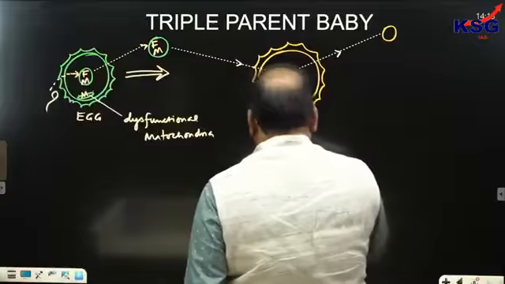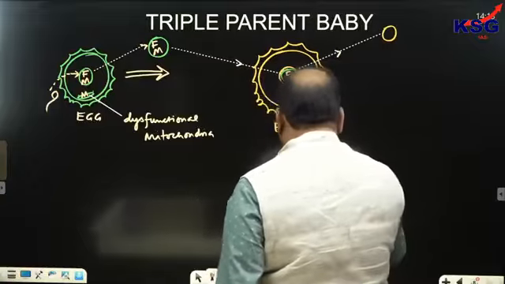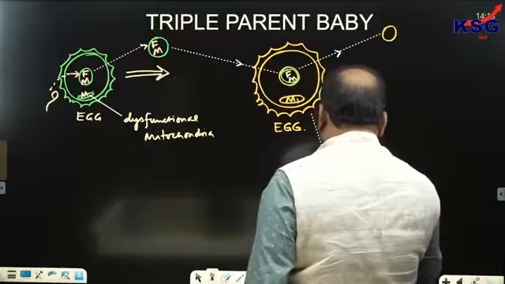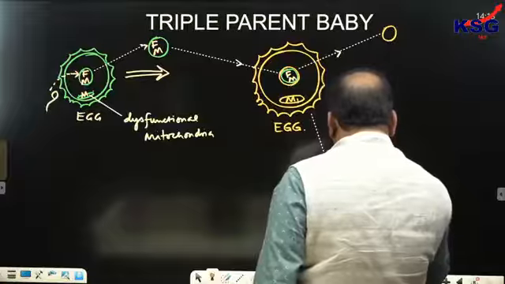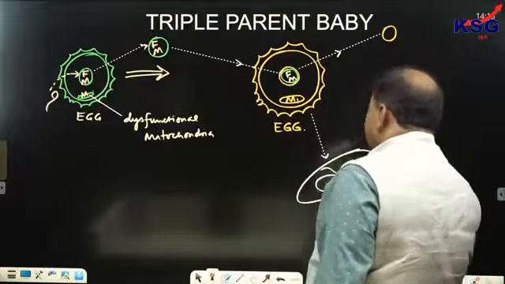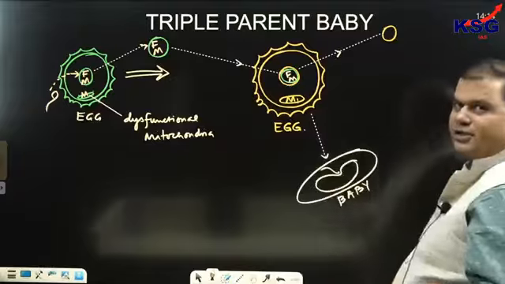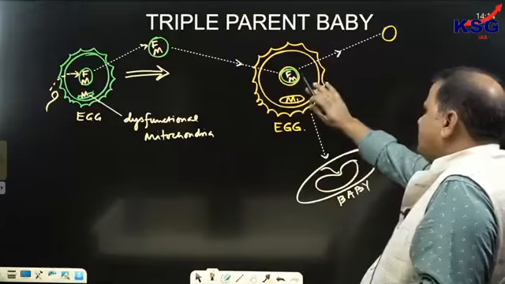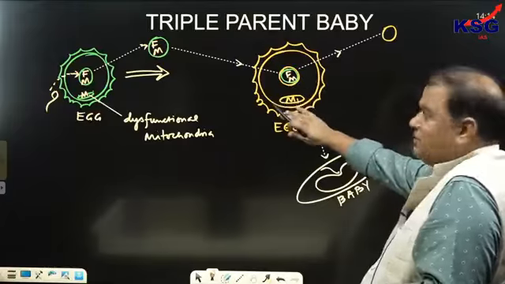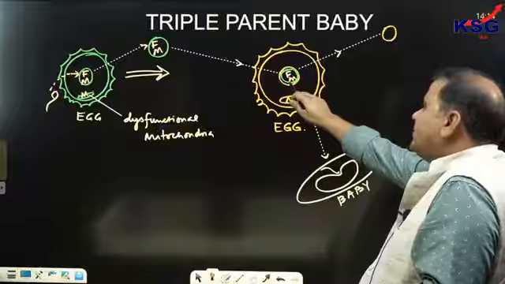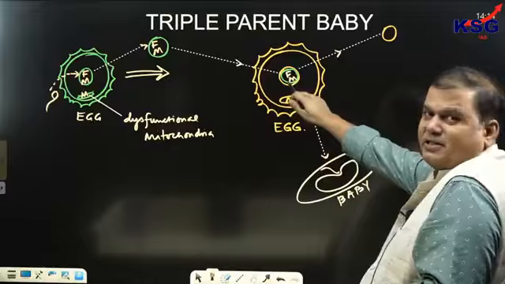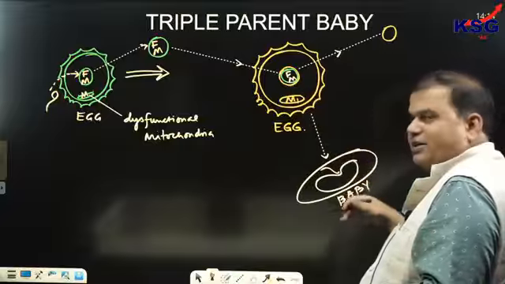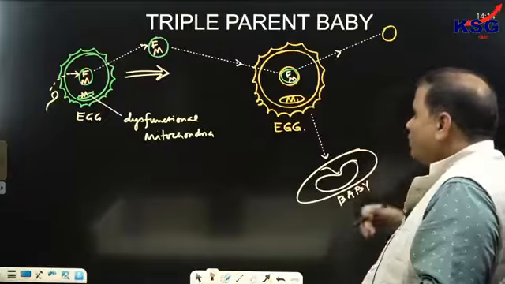Now this would be transferred to the womb of a surrogate mother. The baby that is born would be free from mitochondrial DNA disorder. Why? Because the second mother's mitochondria is present in her, the first mother's genetic material is present in the nucleus, and the father's genetic material is present too. So she would be free from mitochondrial DNA disorder.